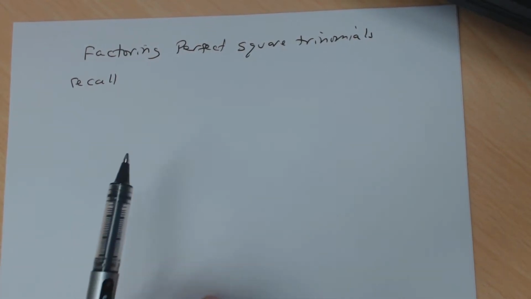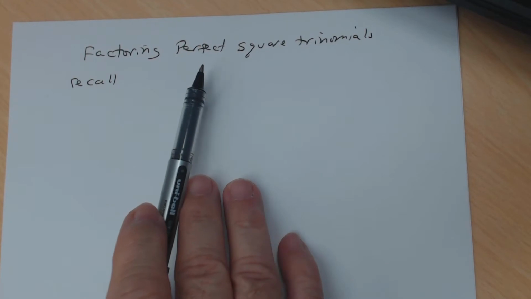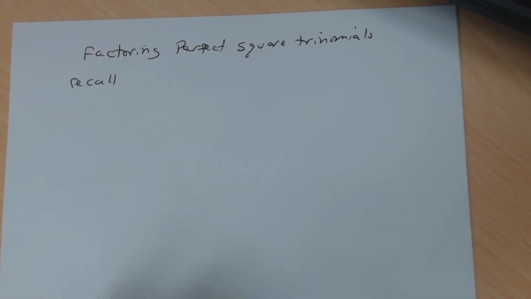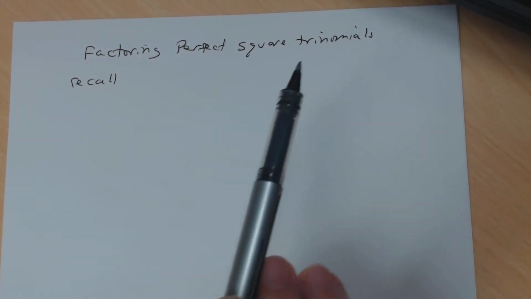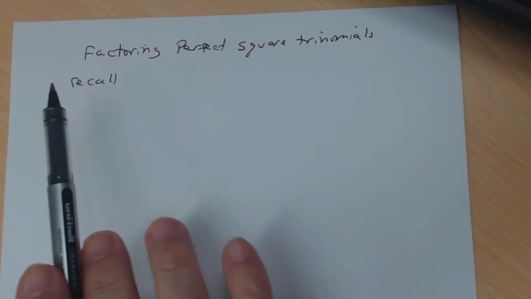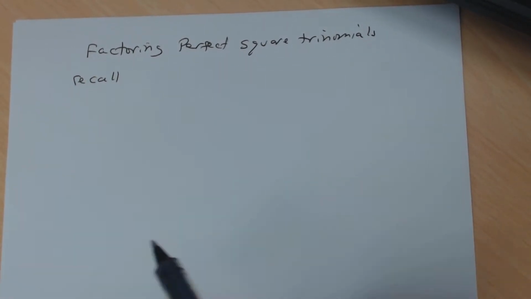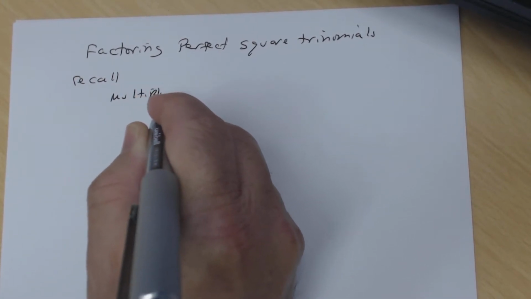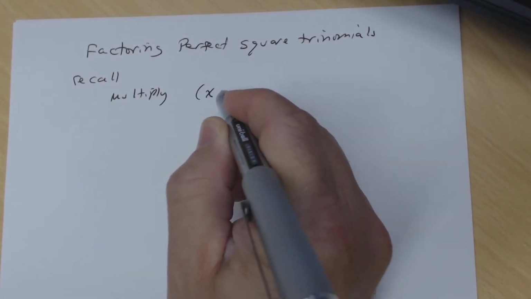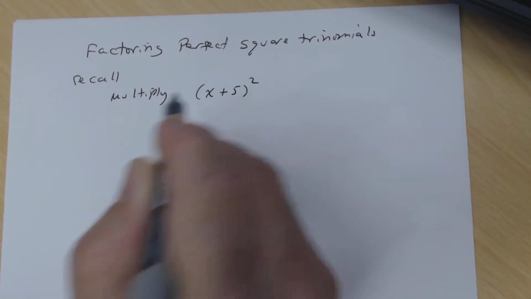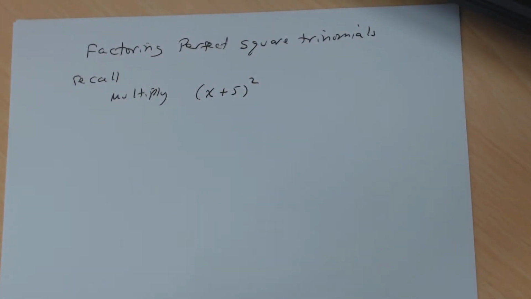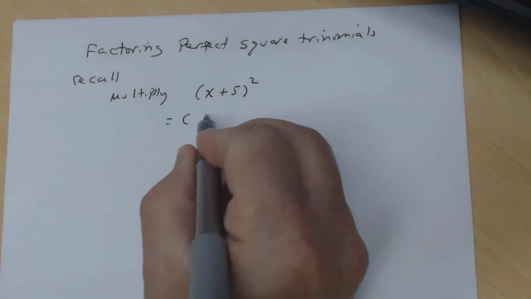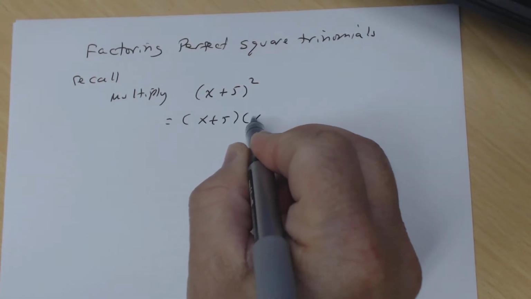All right, in this lesson, we're going to factor what's called perfect square trinomials. And even before I mention what that looks like, let's just recall something from last semester. If you were asked to multiply, let's say, x plus 5 squared. Now remember, x plus 5 squared means x plus 5 times itself.